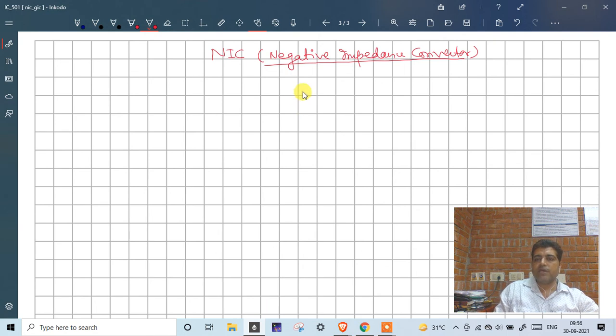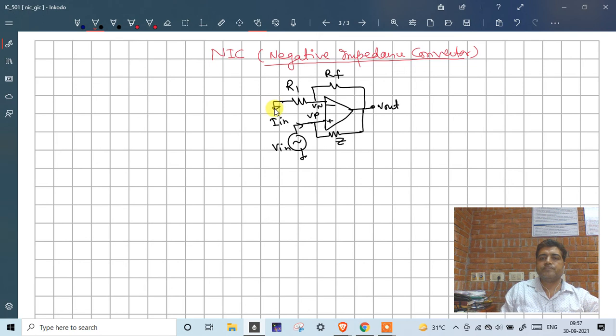Now we will see how we can make the NIC circuit using an op-amp. So I am drawing the op-amp. This is the op-amp, with minus and plus terminals. This point is R1, RF. At the positive terminal I am having one resistance, its value is Z. Now I am having a source, this source is V in, current is I in, and this is the output node V out, and this is VP. This point is Vn. So this is my circuit diagram.